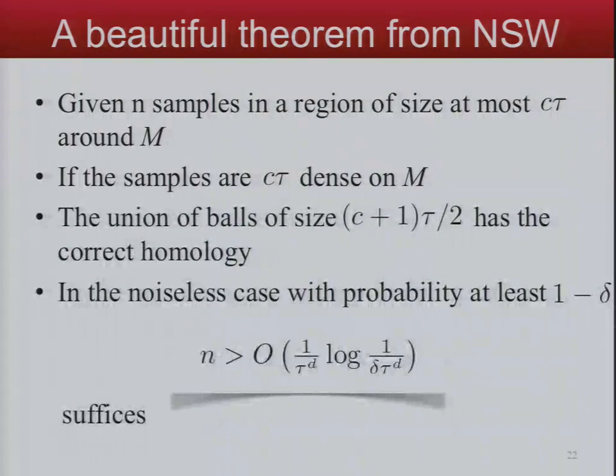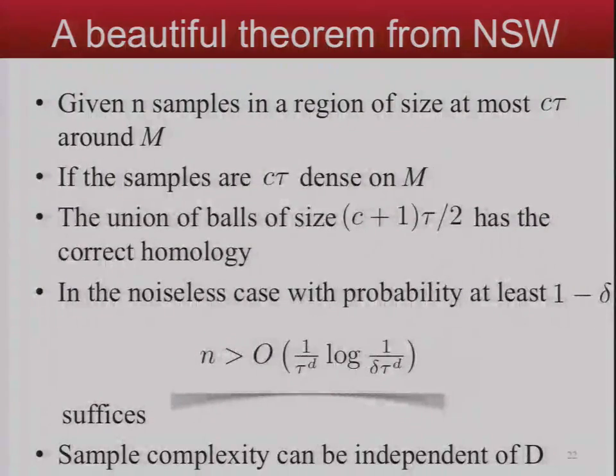And so in the noiseless case, for example, you can read off the following statement. It says that with probability at least 1 minus delta, around 1 over tau to the little d samples are enough, where little d is the dimension of the manifold. And so what this means is that the sample complexity is completely independent of the ambient dimension. All right. So here's their strategy for upper bounds.